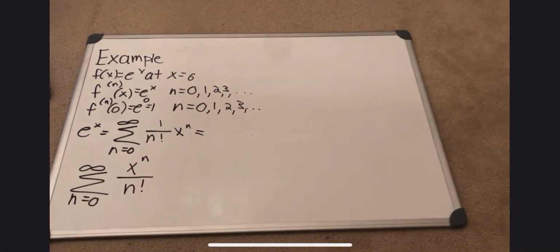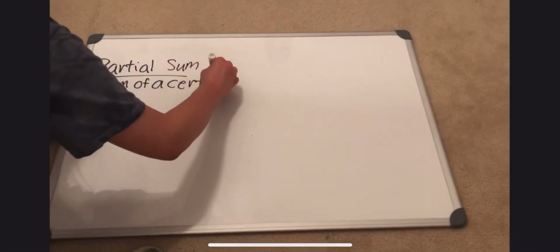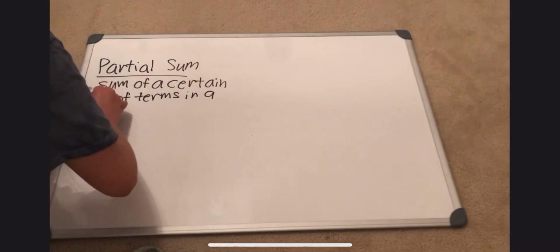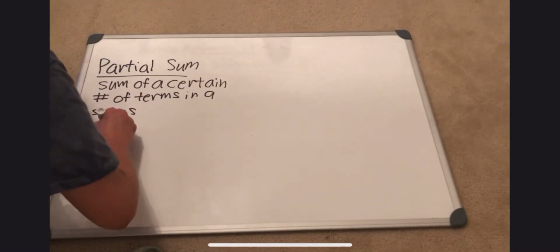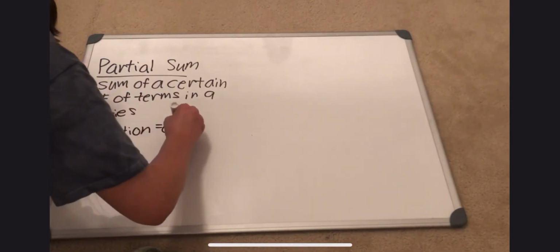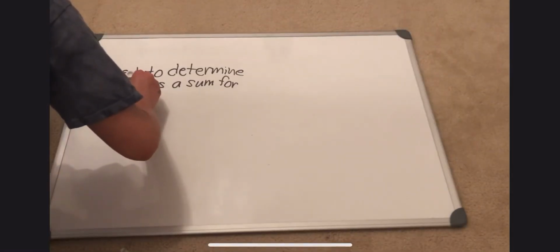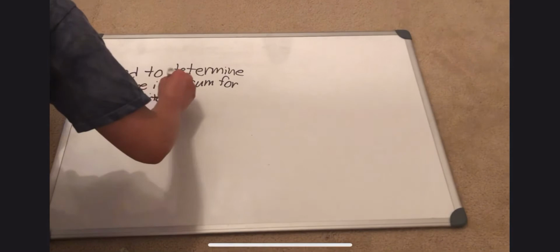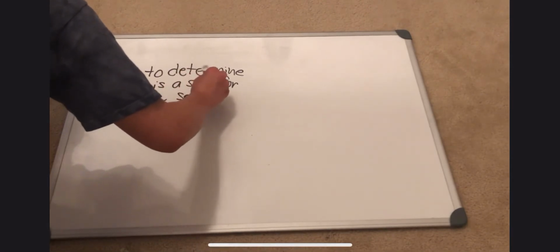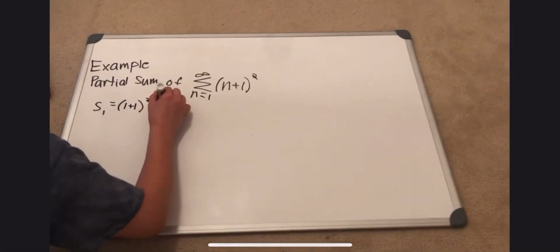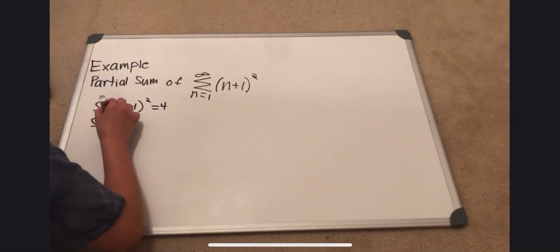My second topic is partial sums, which are the sum of a certain number of terms in a series, and this is denoted with a capital S. Partial sums are used to determine if there is a sum for an infinite series. My example is finding the partial sum of n plus 1 squared.